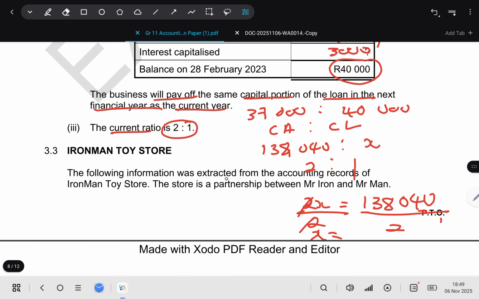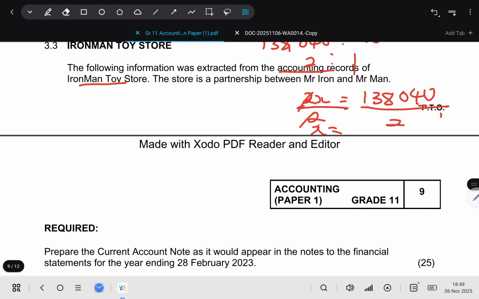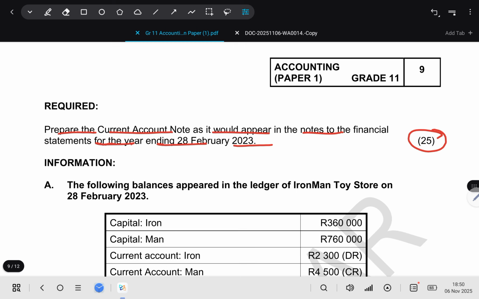Here is saying the following information was extracted from the accounting records of Iron Man toy store. The store is a partnership between Iron and Mr. Man, and then they're saying that required prepare the current account note as it will appear in the notes to the financial statements of for the year ending 28 February 2023, and this is for 25 marks. So this is the information that they're giving us.